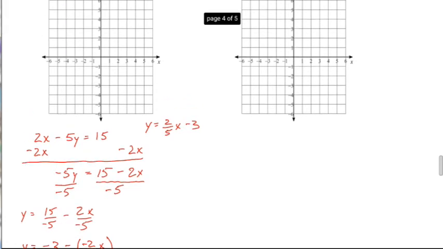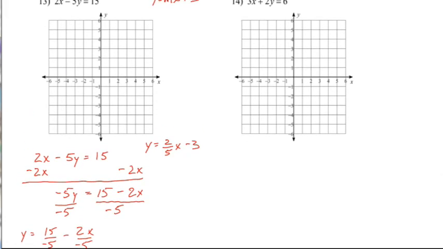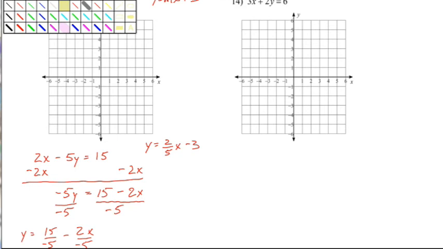I'm going to slide up a little bit so that I can graph this. And to do that, I have my y-intercept. This is minus 3, so I am just going to drop that on the graph. Minus 3, put that right on the y-axis. And my slope is going to be 2/5. So I'm going to go up 2, 1, 2, and over 5, 1, 2, 3, 4, 5. And I've got my second point right there.